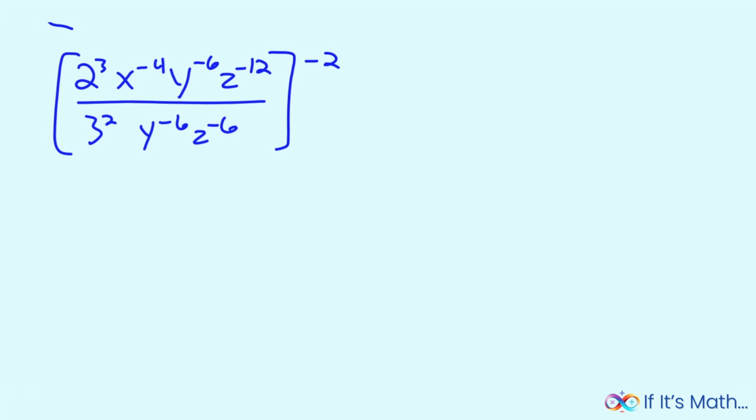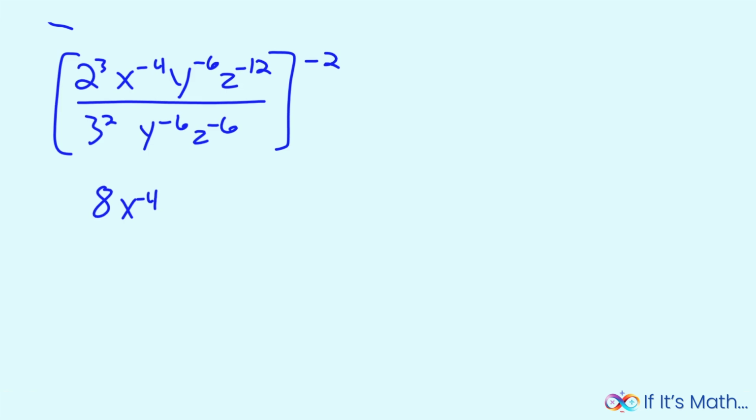So now I'm going to start looking at where I have like terms. So x to the negative fourth, I don't have any x's in the bottom, but I've got these y's and I've got these z's. And then while we're at it, let's go ahead and take care of these numbers. So what we're going to get out of this now, 2 to the third power is 8. Still have my x to the negative 4 because I didn't have anything in the denominator for it.